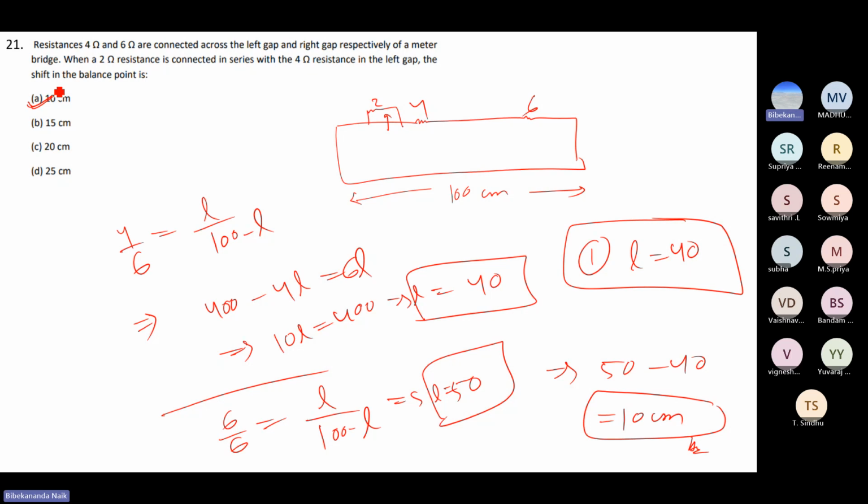Is it clear to all of you? Initially the resistances were 4 ohm and 6 ohm, so the ratio of L divided by 100 minus L will be 4 by 6. But when another 2 ohm resistance is connected in series with the 4 ohm, the equivalent resistance is 6 on both sides. So the balance point will be in the middle of 0 to 100, so it will be 50. Initially it was 40 centimeter, but now it is 50 centimeter. So the shift is 10 centimeter in this case.